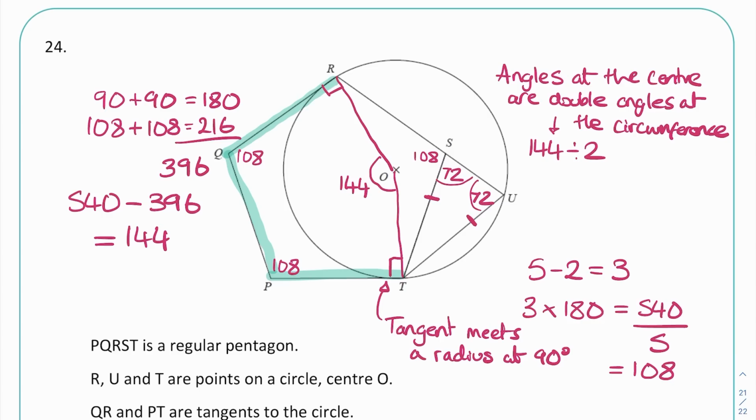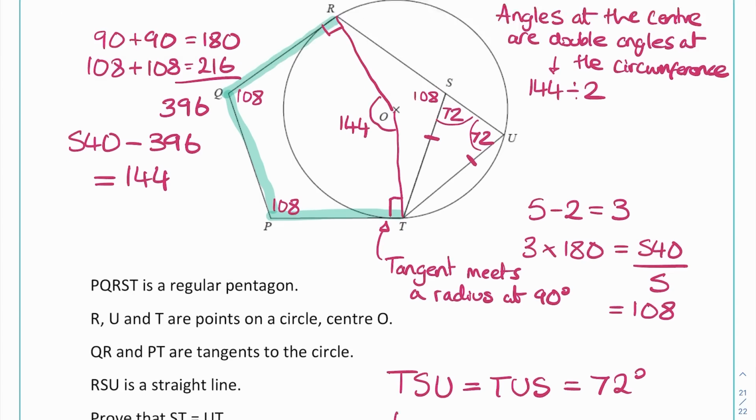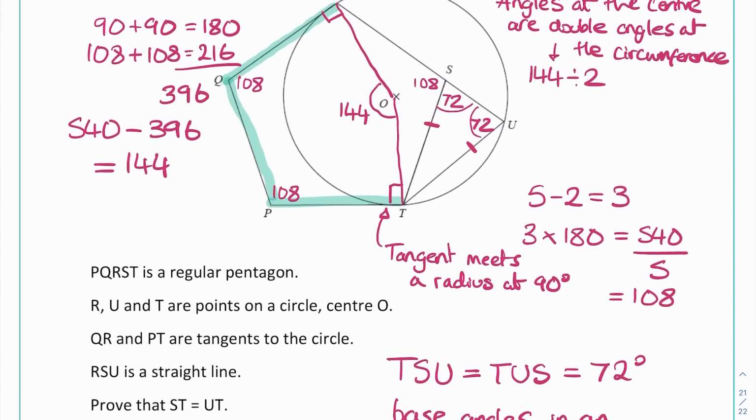So there we go, that was an unusual geometric proof that also involved angles in polygons, some circle theorems, and also angles in a triangle. So quite an interesting one, definitely a question that I like. But there we go, that was the last question on the paper.